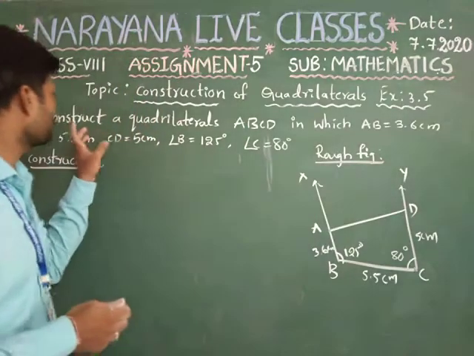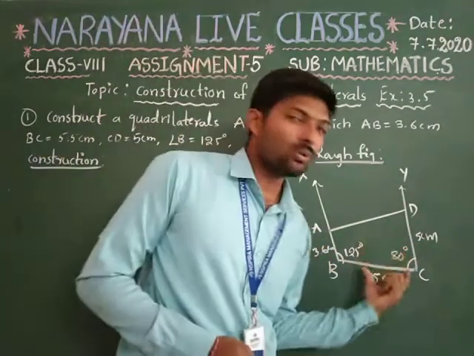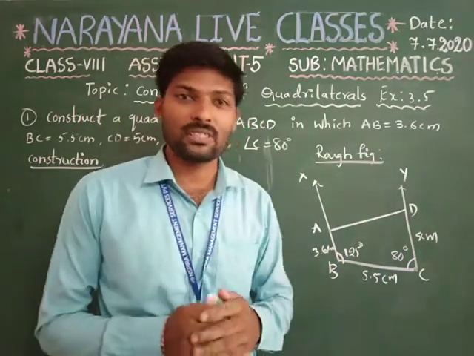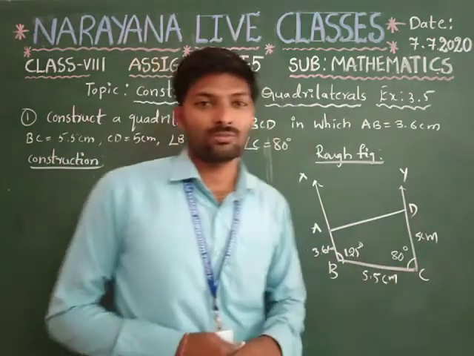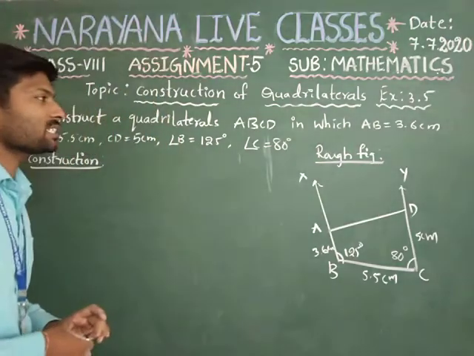The first one is in a quadrilateral ABCD, they have given 3 sides and 2 included angles. In that case, how are we going to construct quadrilateral ABCD? Before going to that, first we have to draw a rough figure, based on the given measurements, like this. Let's go for the main sketch.